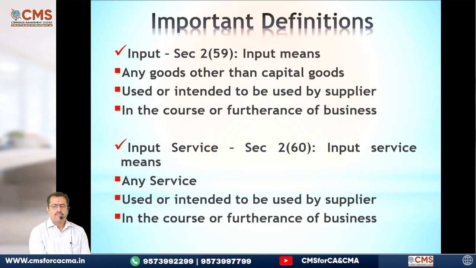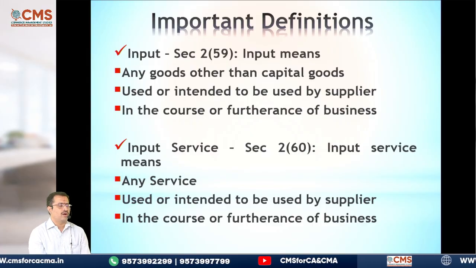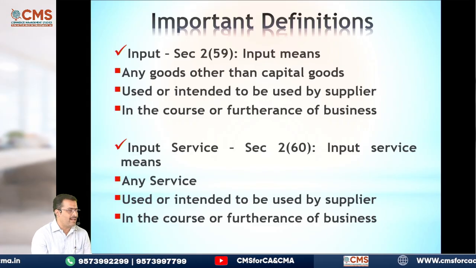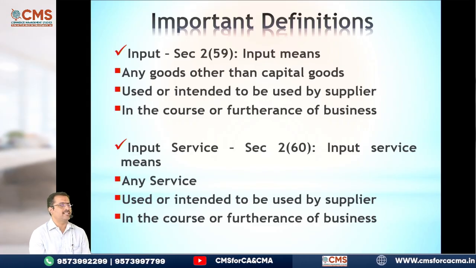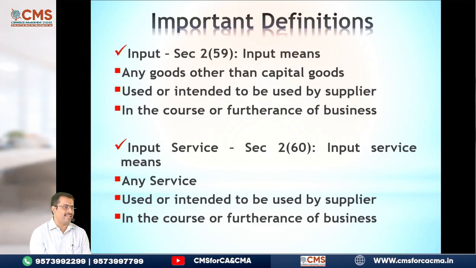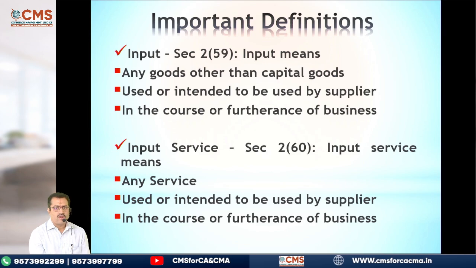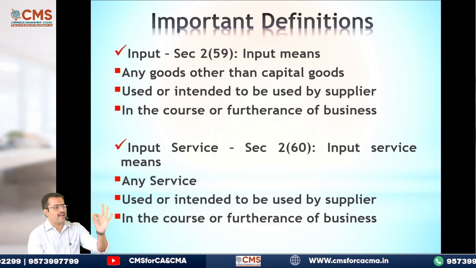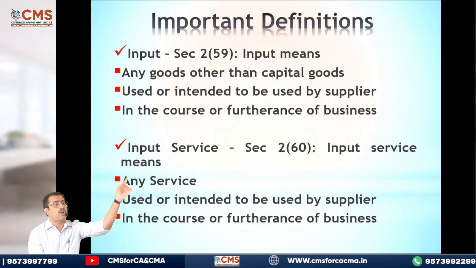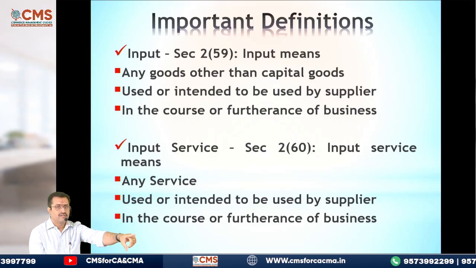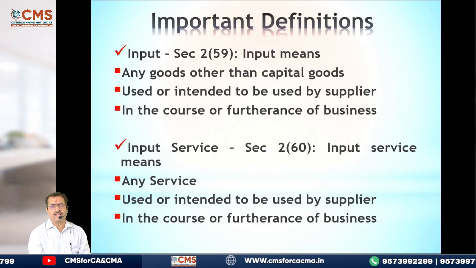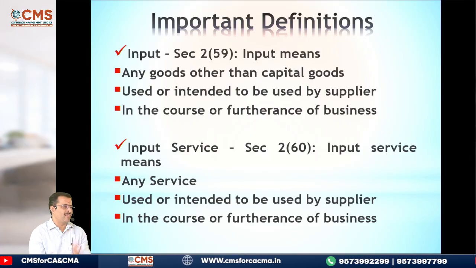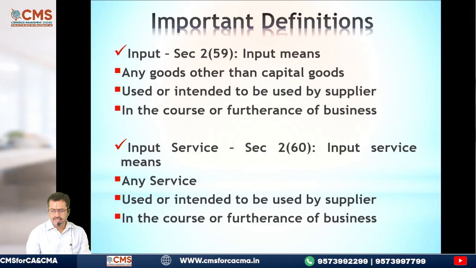Now, before we go to section 16, that is the conditions to avail ITC. First tell me, who is the person who is eligible to avail ITC? Obviously a registered taxpayer. Only a registered taxpayer, that too who is not opting for the composition scheme. Beautiful. That too who is not opting for composition scheme is eligible to avail the ITC.